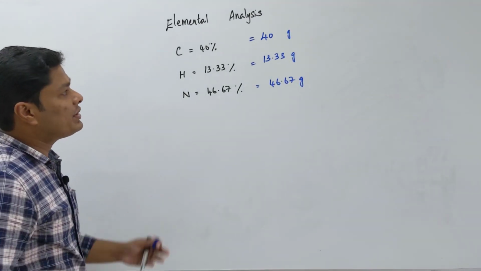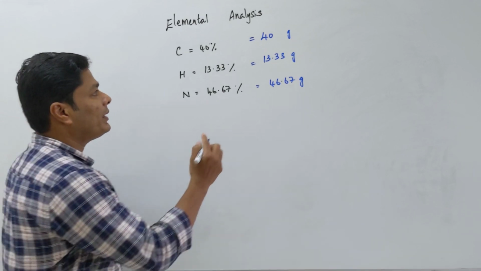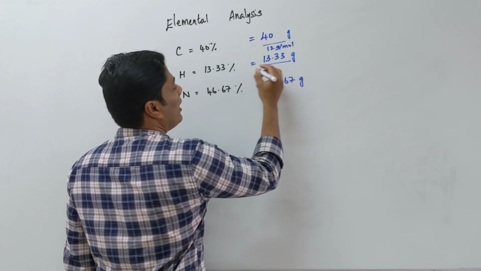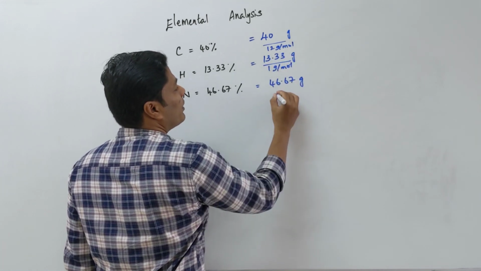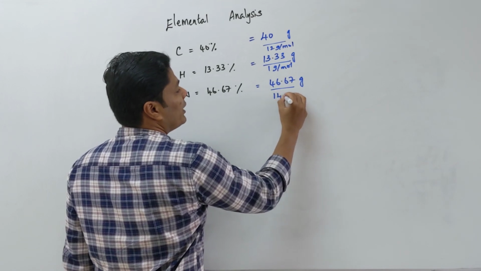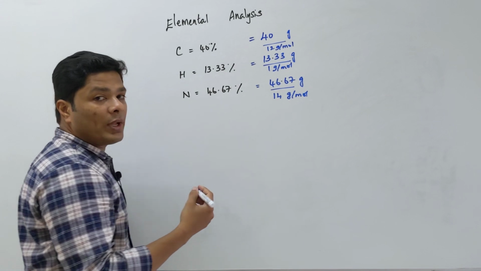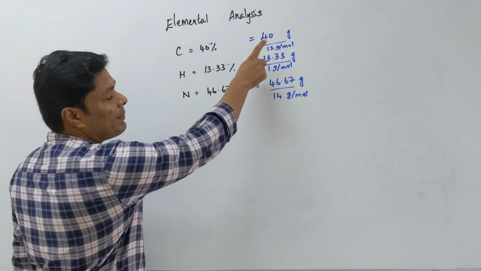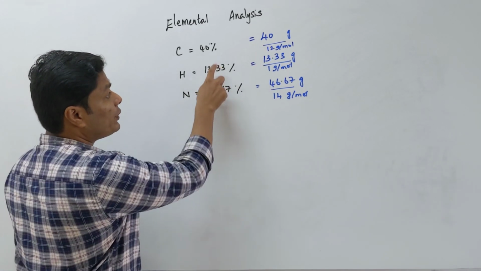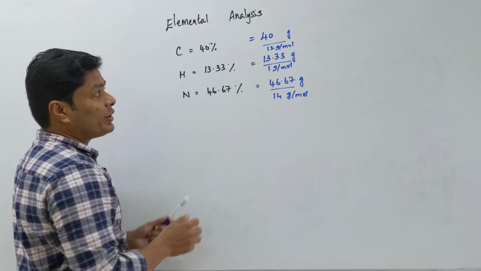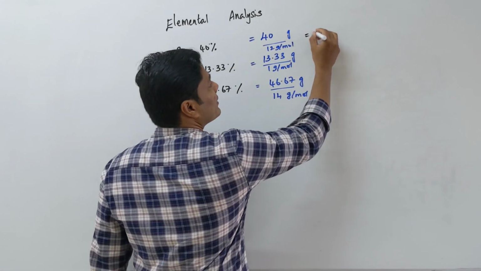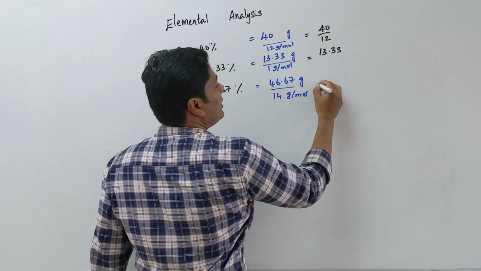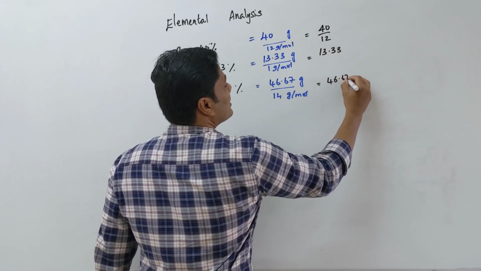Now the next step we want to do is, these are all percentages. We want to divide that by the corresponding atomic mass: carbon 12 gram per mole, hydrogen is 1 gram per mole, nitrogen is 14 gram per mole. We are talking about nitrogen, not N2, so it is 14. Gram divided by gram per mole will give you moles. So now instead of the weight ratio, I know the mole ratio. Let me simplify this. This is 40/12, 13.33, 46.67 by 14.